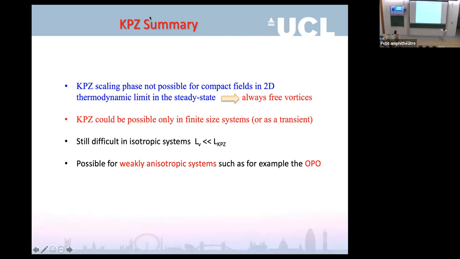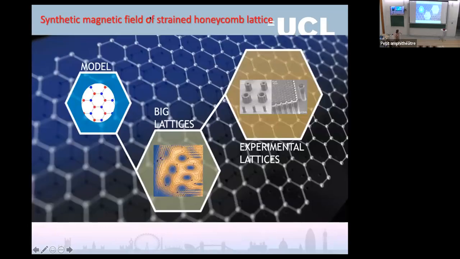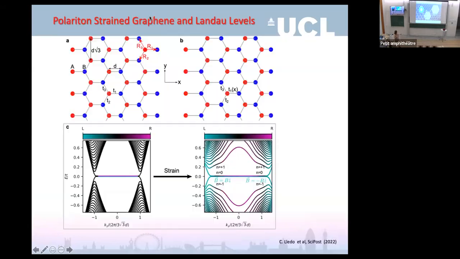But still, if you just take an isotropic system, we always have a situation where the vortex length scale is smaller than the KPZ length scale. However, this can be tricked. One way to trick it is to introduce weak anisotropy, for example, in the OPO. Another way to trick it, which we'll hear about later in this conference, is by putting the system on a lattice and looking at the KPZ on a lattice, which apparently also helps in realizing KPZ. Since I have only 5 minutes, I will probably skip that topic.